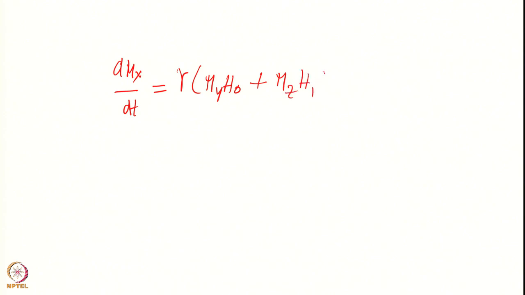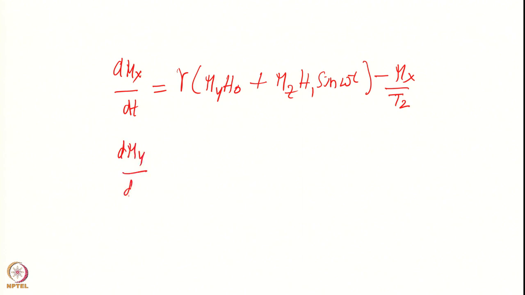So, dmx by dt is equal to gamma my H0 plus mz H1 sin omega t minus mx by T2. Now, T2 is the relaxation time which I had introduced to you earlier. This is the spin-spin relaxation time, or the transverse relaxation time.